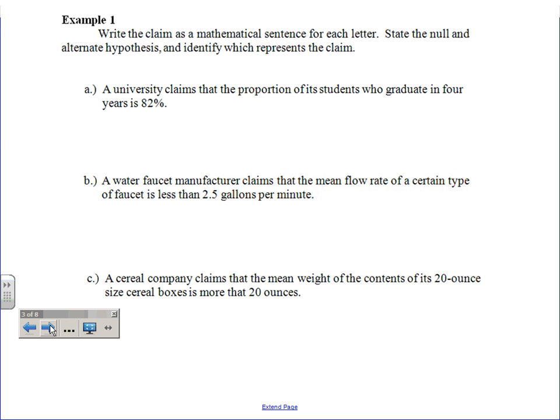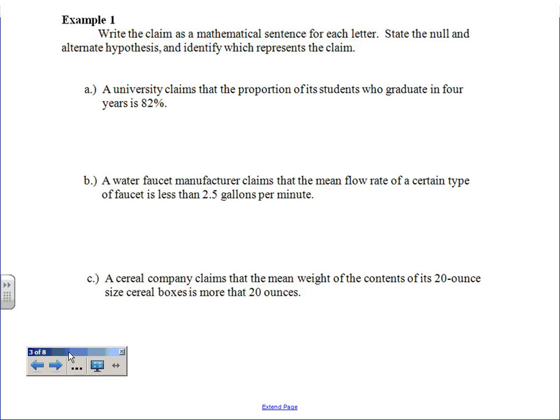So let's just try a couple. Write the claim as a mathematical sentence for each of these possibilities here. State the null and alternate hypothesis. I would say do that first. State the null and alternate, and then see which one of them is actually the claim. All right, so let's go ahead and state the null for this one. I'll help you out with the first one, and then you go from there.